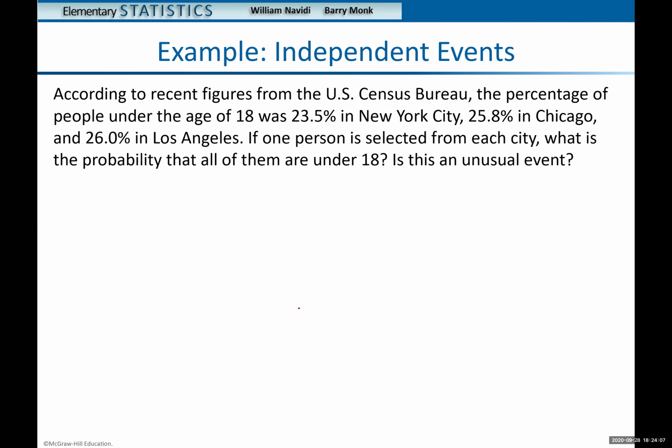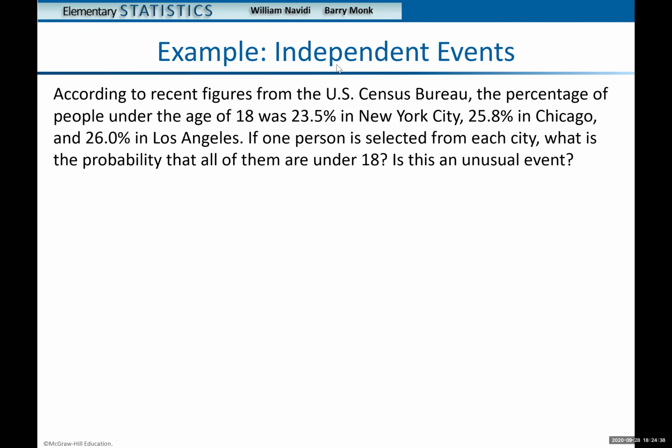How do we check if it's an unusual event again? If it's less than 0.05. Very good. If it's less than 5%. So let's answer first the probability. What is the probability that all of them are under 18? Just multiply them all together.